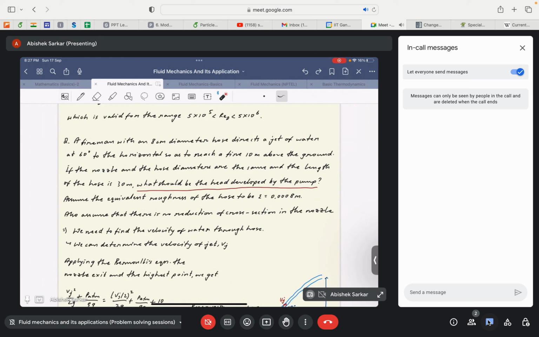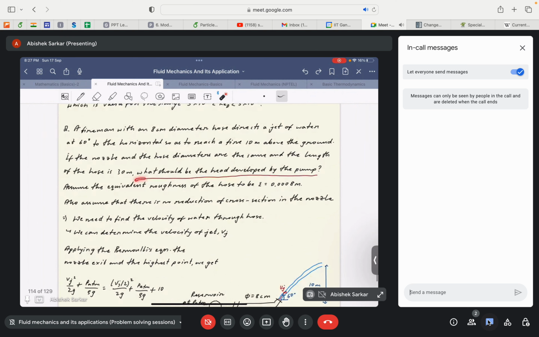Okay, a fireman with an 8 cm diameter hose directs a jet of water at 60 degrees to the horizontal so as to reach the fire at 10 meter above the ground. If the nozzle and the hose diameter are the same and the length of the hose is 30 meter, what should be the head developed by the pump? Okay, this is what we need to determine. The head developed by the pump.